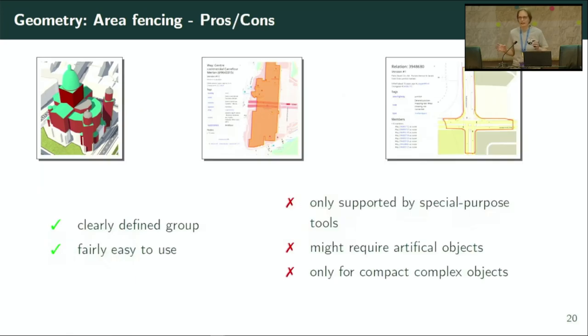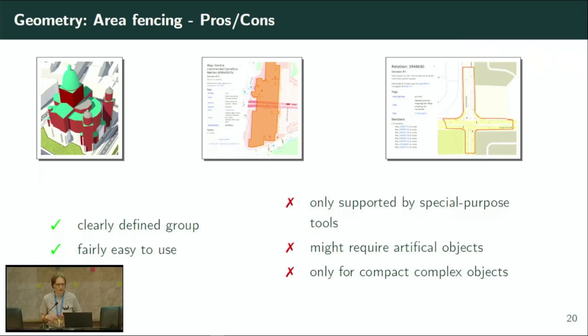This is still a very nice thing to build a complex object, because it's very clearly defined, both for the mapper and for the user. We still don't have support for this in general, so this is also something we would need.